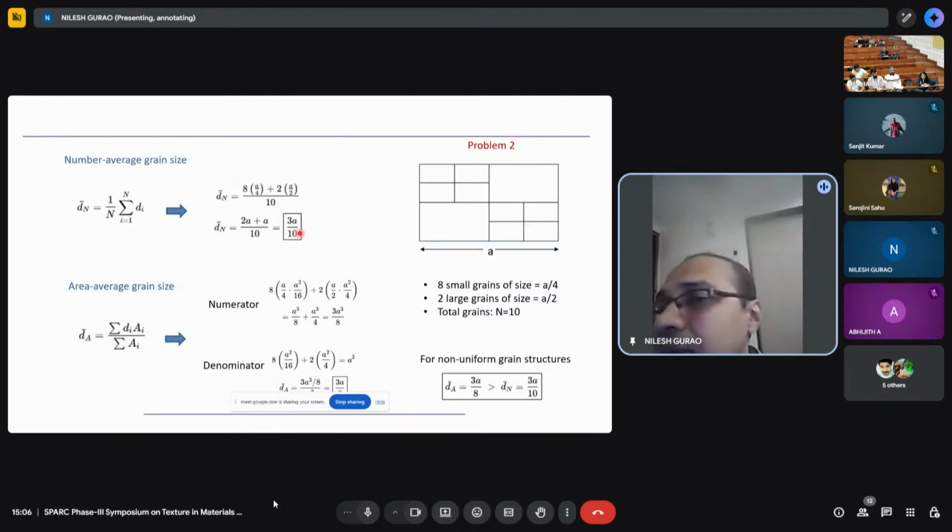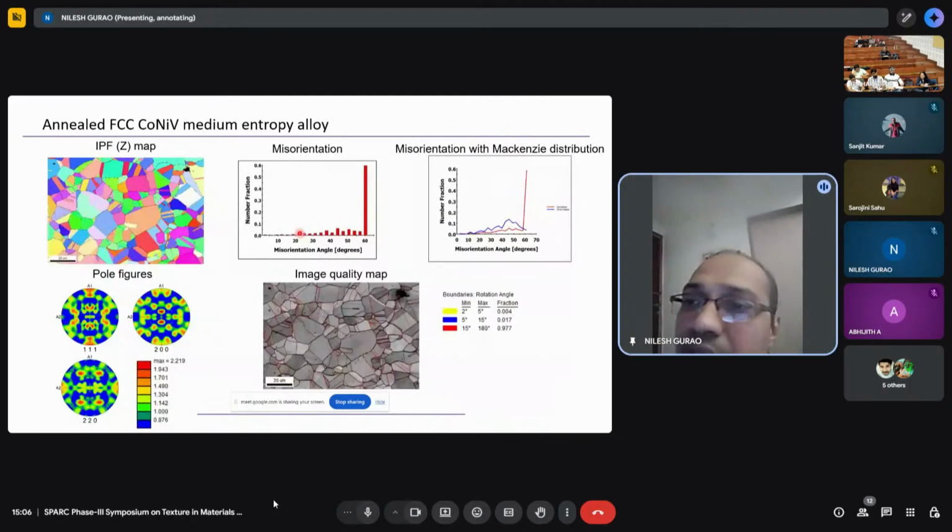And what is the size of the remaining 2 grains? A by 2. The answer is given here, I will not show it. The size of the 2 grains is A by 2. So now let us not calculate it, but what will be the number average and area average?